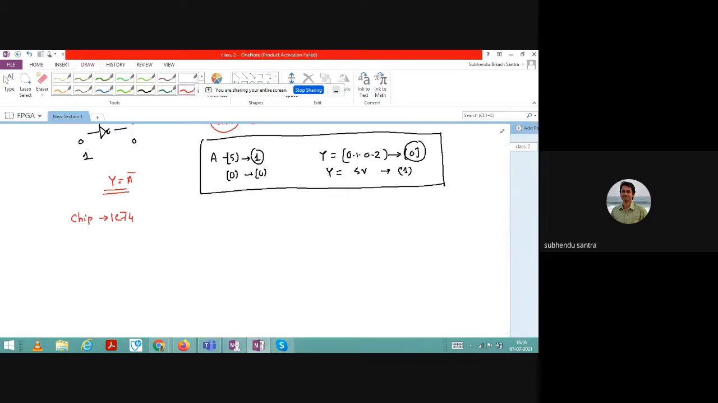I can use 7404. I am writing here IC 7400. This is actually for NAND gate. If you want to use, let us say, 7402, this is actually for NOR gate. And if it is 7404, this is for a NOT gate.